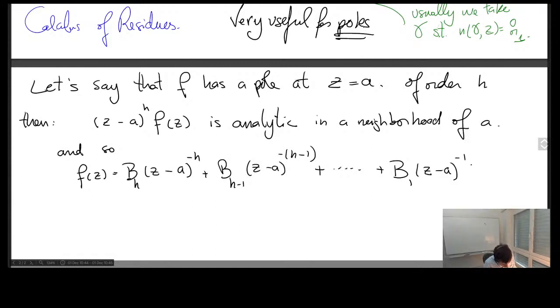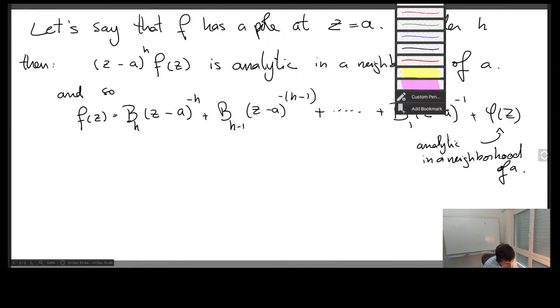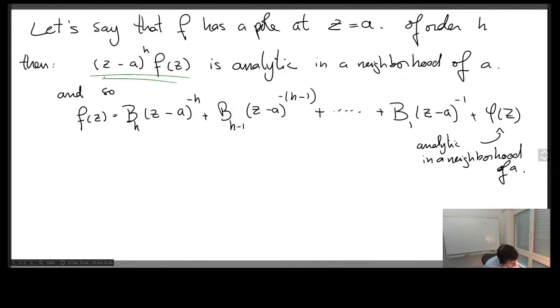There's one plus this, where this function is analytic in a neighborhood. We've done this before, but how do you get this? You just take this function here, and you do this finite Taylor approximation that we saw, and then you divide by z minus a to the h everywhere, and you get this expansion for f of z.